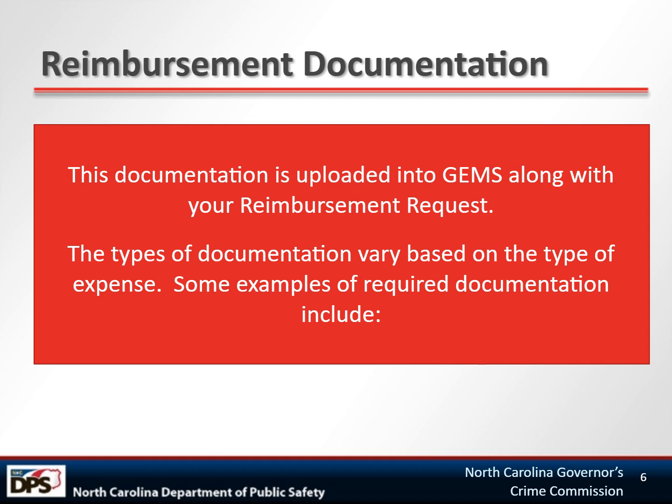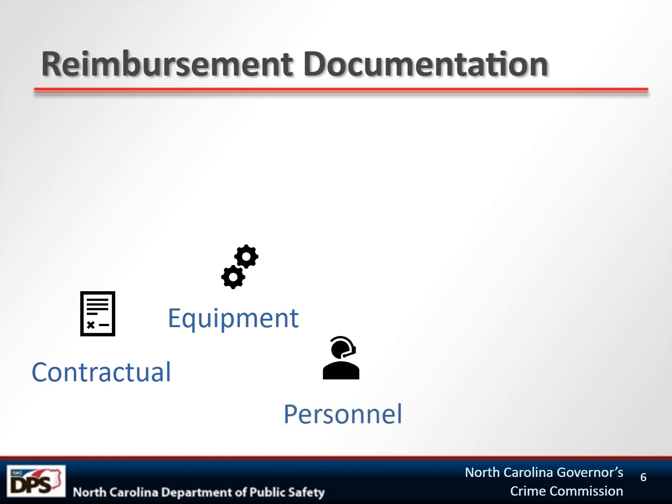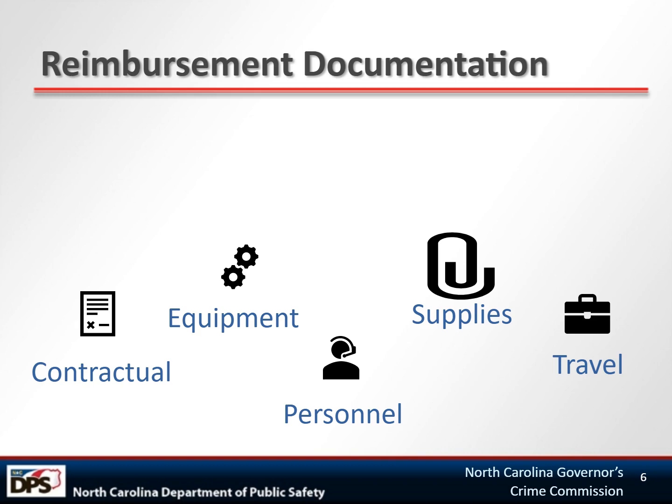The types of documentation vary based on the types of expense. Some examples of required documentation include, for contractual expense, copies of approved contracts and timesheets. For equipment purchases, vendor quotes and invoices, photos of equipment, and proof of payment. For personnel expenses, pay stubs, time and activity tracking forms. For the purchase of supplies, vendor quotes and invoices, vendor debarment checks. For travel expenses, copies of travel itineraries, conference agendas, and receipts.